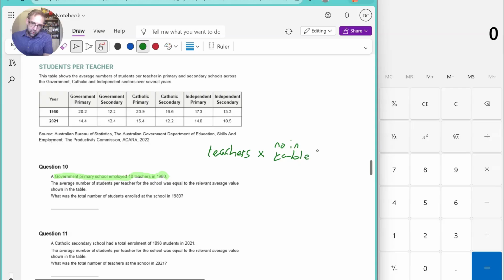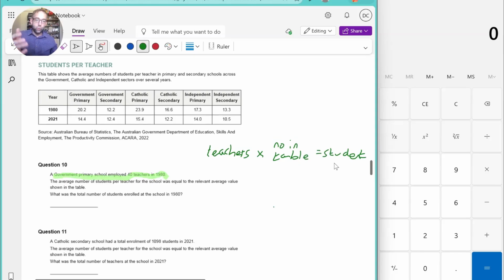And we could reverse this if necessary, but for now, this will work in helping us get the information we need. So let's make sure that we're using the correct number. It's a government primary school in 1980. So it is this first one here, 20.2. So however many teachers there were, if you times it by 20.2, that should tell you how many students there were. So this school had 40 teachers. So we need to do 40 times 20.2 and see what we get there.